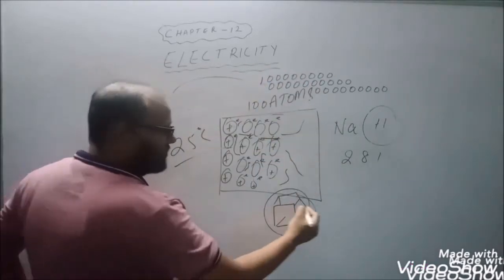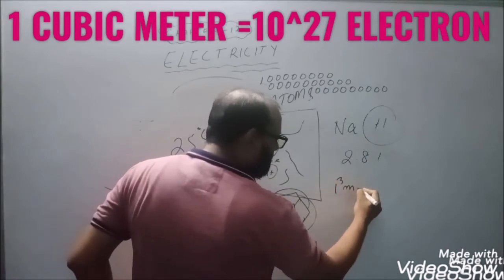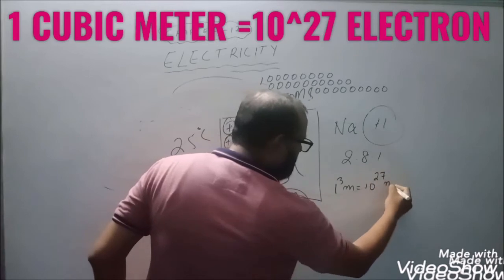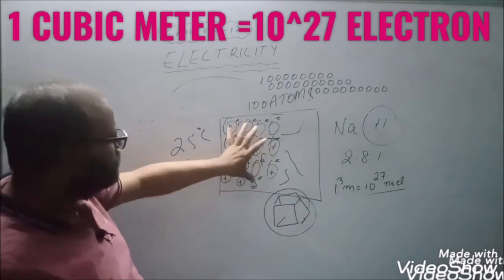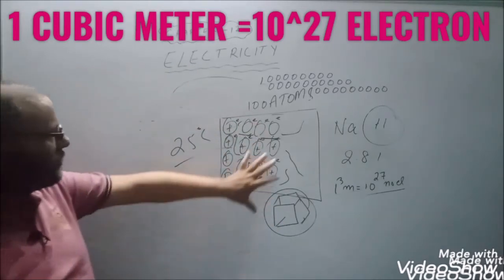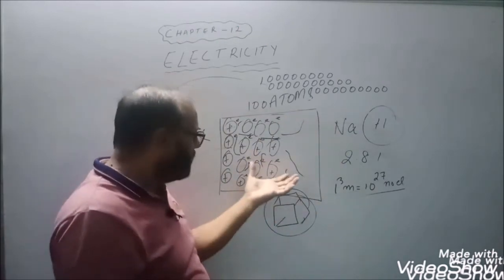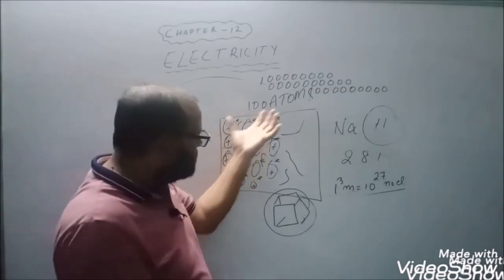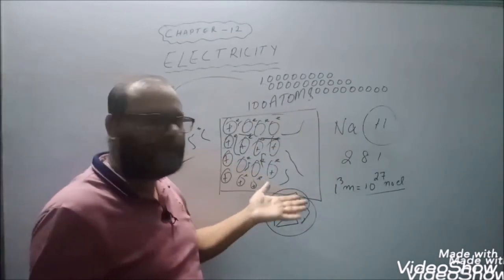But to be precise, in 1 cubic meter of a metal, there are 10 to the power 27 electrons. Such is the huge number of electrons that we call a pool. Therefore, we call this the free electron pool. Now, what is a free electron? I'll give you the definition. Now, I hope this part is clear. If you want, I can repeat it once again.